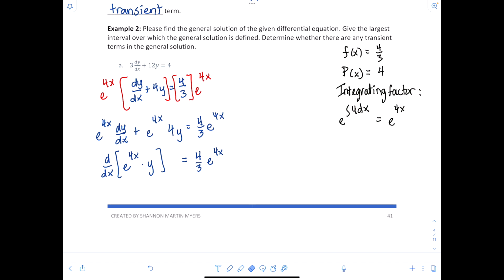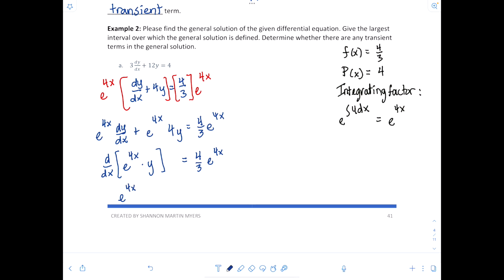First times derivative of the second. So the first has to be e to the 4x. The second has to be y. And the derivative of e to the 4x is 4e to the 4x. Pretty groovy, huh?